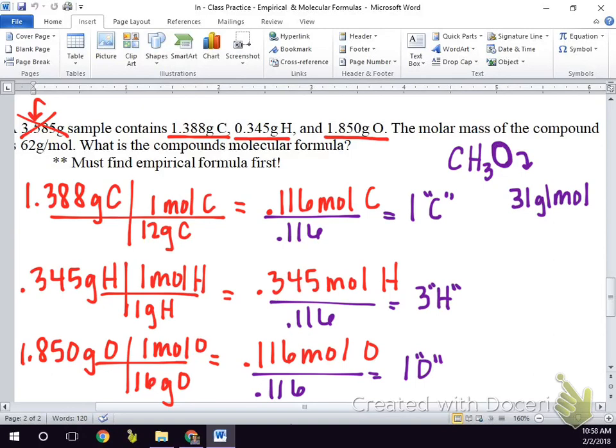Okay? It tells us in our problem that our molecular molar mass is 62 grams per mole. We want to divide that by our empirical formula molar mass, and we get a ratio of 2. Okay, so that means our final molecular formula should be C, what? C2H6O2. Very good.